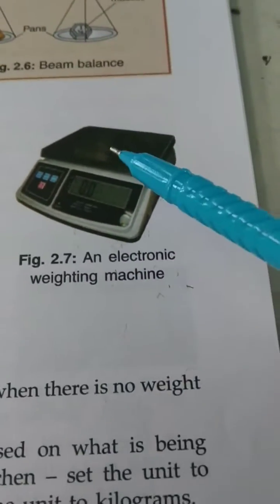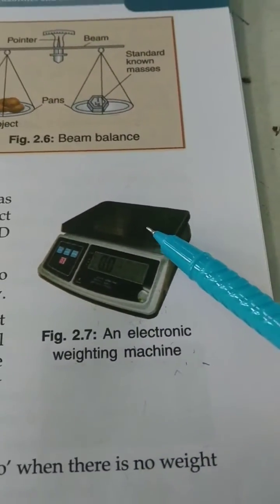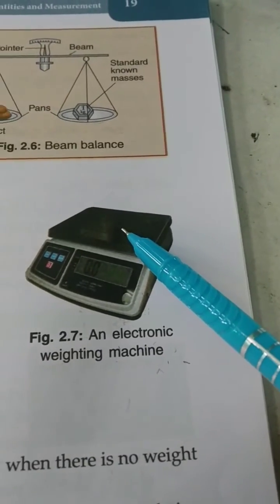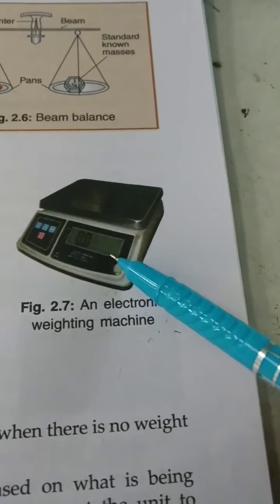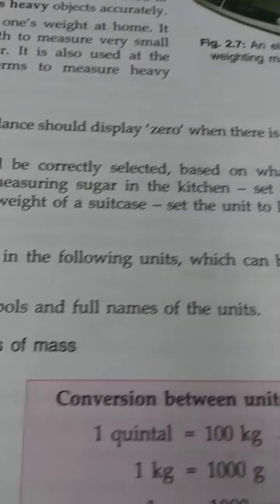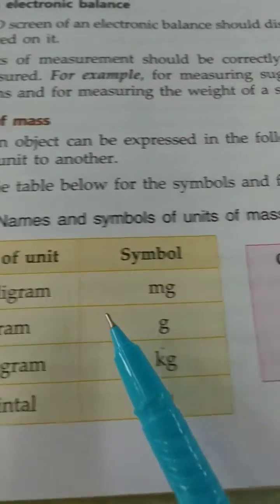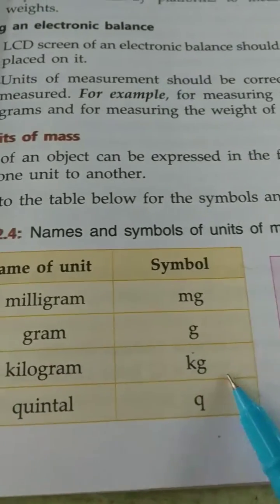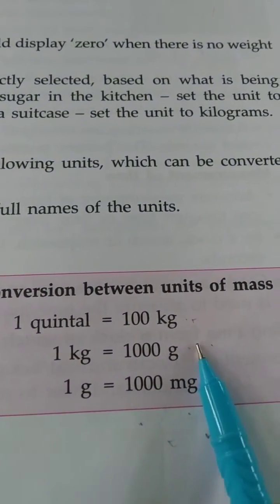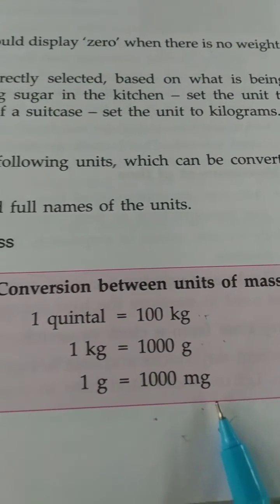In an electronic balance, the upper surface is so sensitive that we will not place a heavy object, we will place a lighter object. On the LCD screen, the weight of the lighter object is visible. Units of mass, as we know: milligram, gram, kilogram and quintal. 1 quintal is 100 kilogram, 1 kilogram is 1000 gram, 1 gram is 1000 milligram.